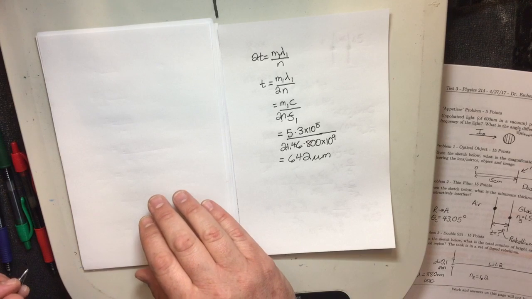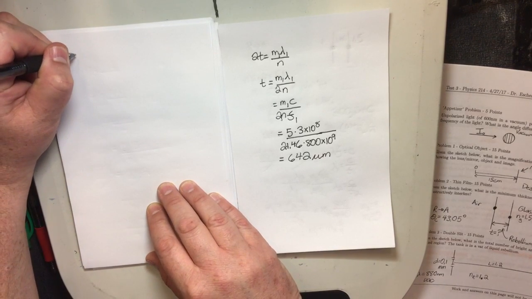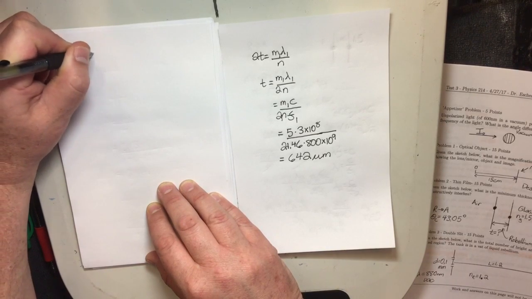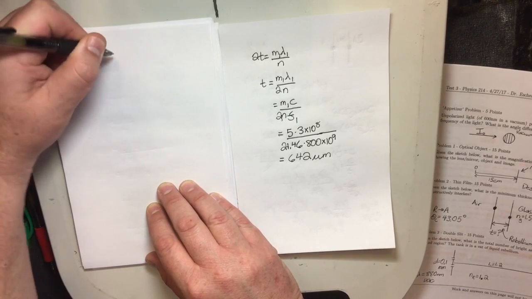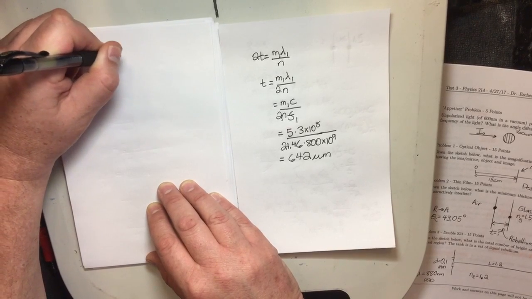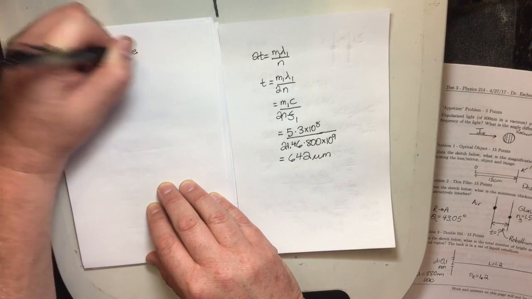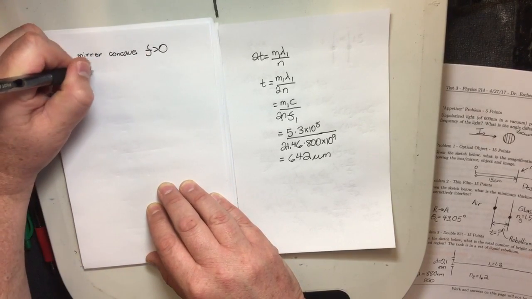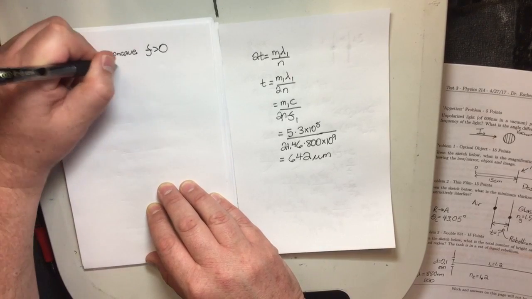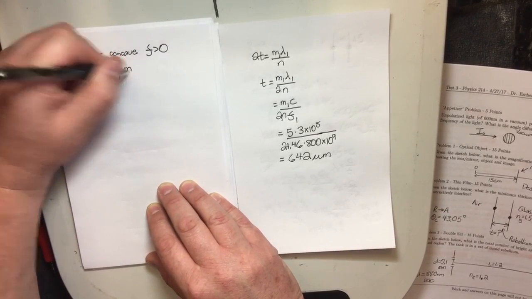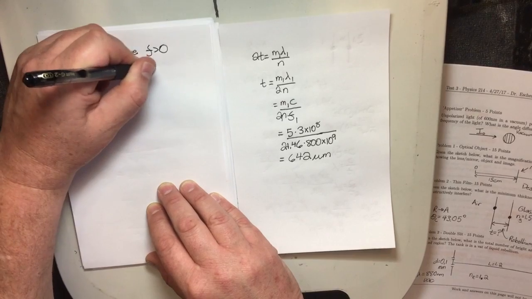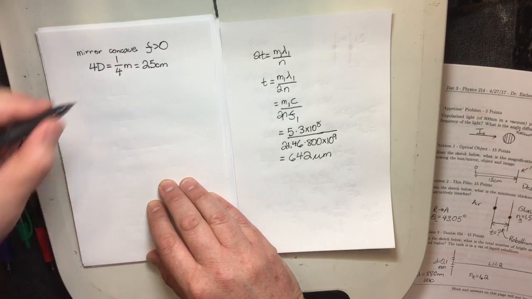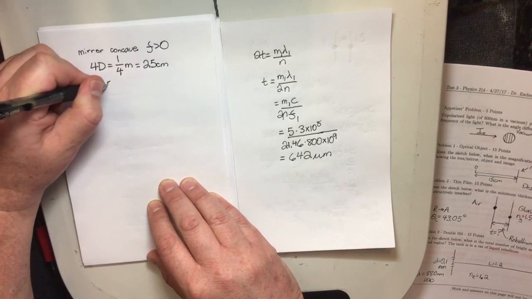For problem 1, test 3, it was a concave mirror, which means the focal length is greater than 0. 4 diopters becomes 1/4 of a meter, which becomes 25 centimeters. The object distance is 15.